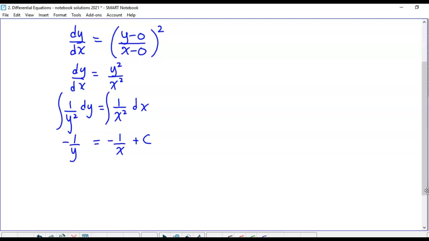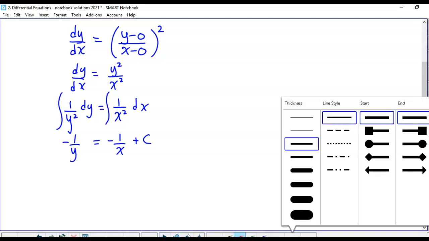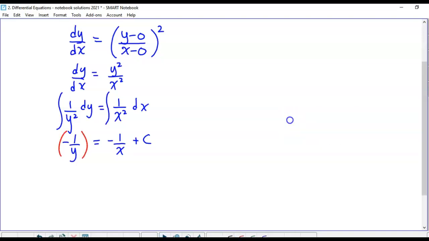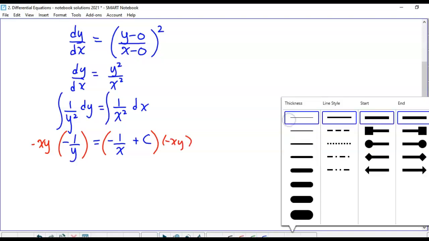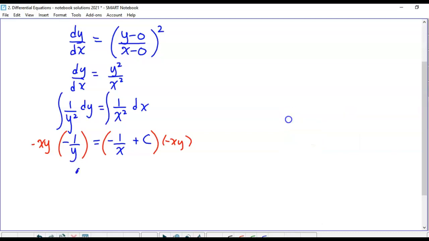Okay, and then we want to solve for y. So let's multiply through by the lowest common denominator. Actually, the negative of the lowest common denominator. How about? Okay, so then we get positive x equals positive y minus cxy.